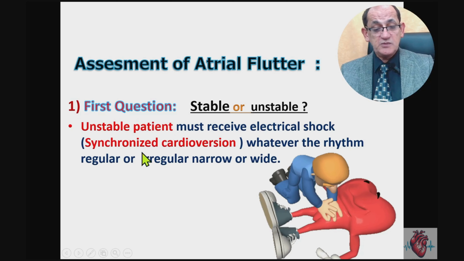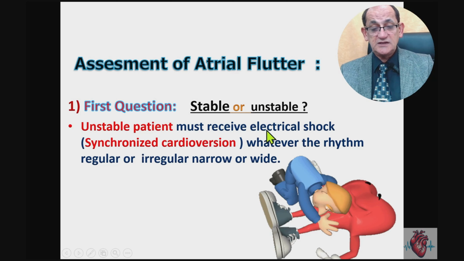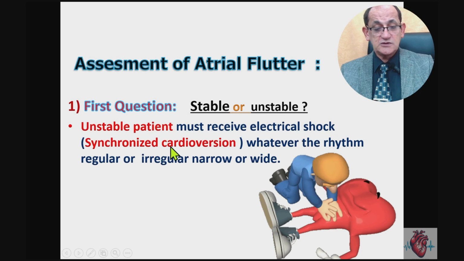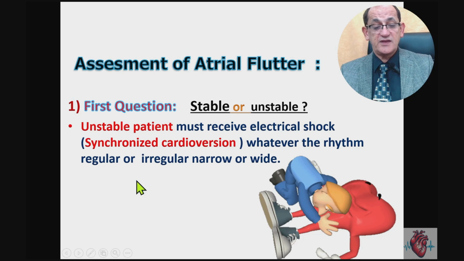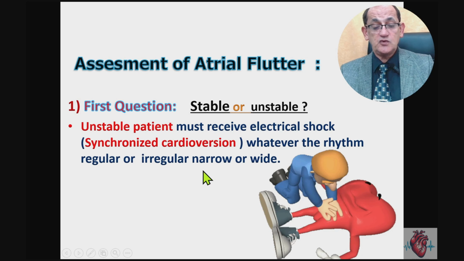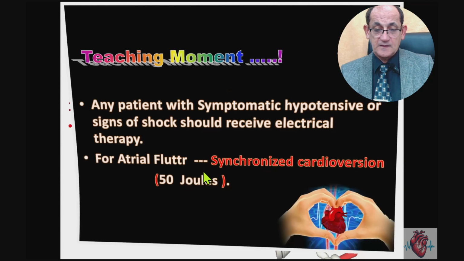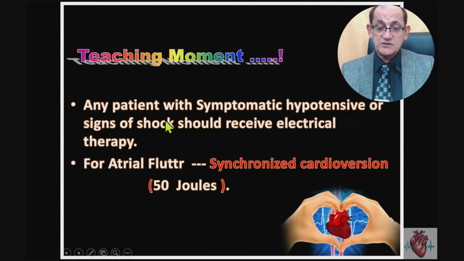An unstable patient must receive electrical shock, synchronized cardioversion, whatever the rhythm, regular or irregular, narrow or wide. Any patient with symptomatic hypotension or sign of shock should receive electrical therapy. Okay, for atrial flutter, you must use synchronized cardioversion. Start with 50 joules. Clear? 50 joules.